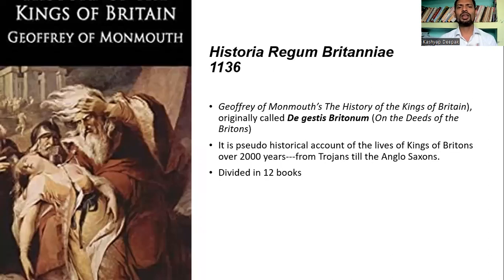And now we are coming to Historia Regum Britanniae, somewhere around 1136, by Geoffrey of Monmouth. The History of the Kings of Britain, originally called the Gesta Regum Britanniae, on the deeds of the kings of Britain. It is a pseudo-historical account of the lives of the kings of Britain over a span of 2000 years, from the Trojan War to the Anglo-Saxon age. This is divided into 12 books, and there are several stories.